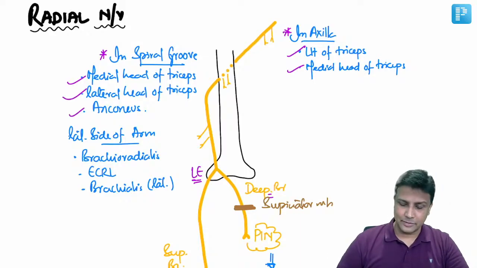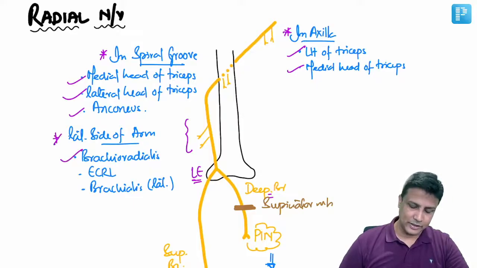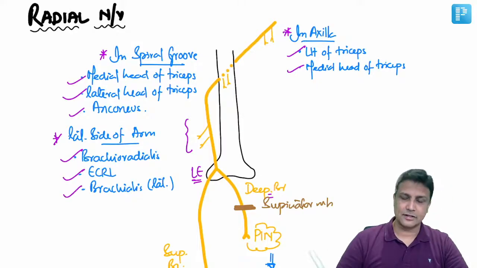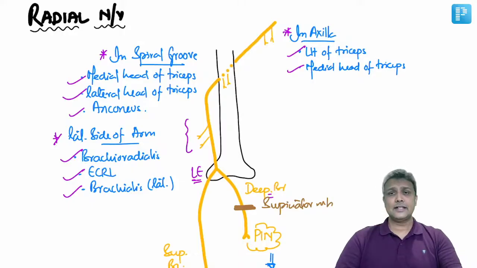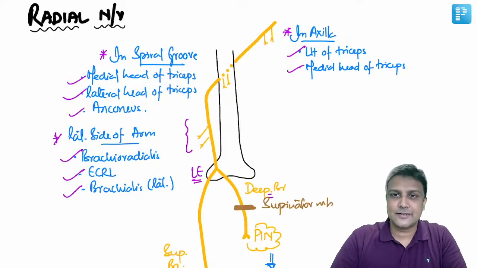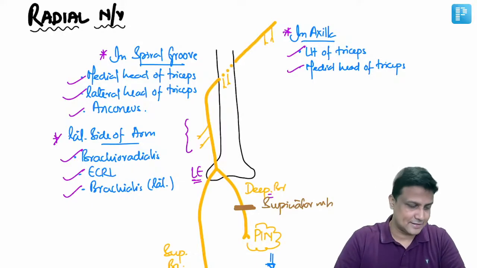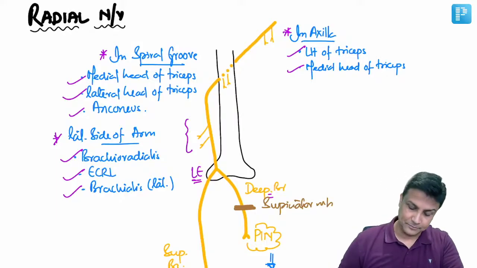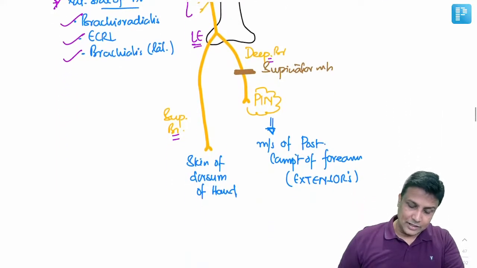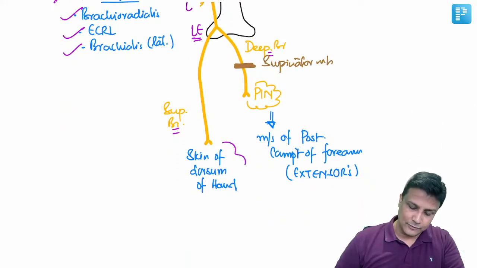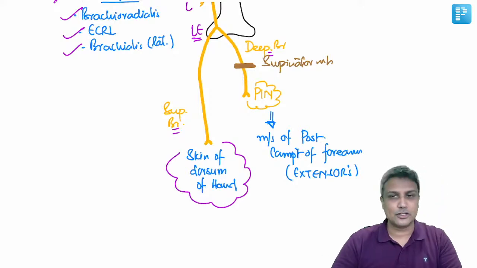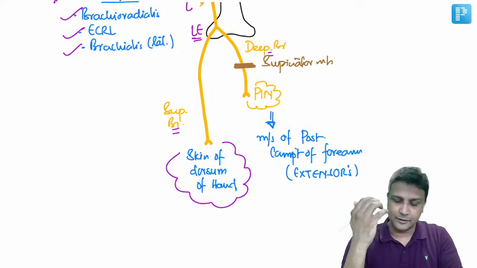Then the next landmark will be the lateral side of the arm. And at the lateral side of the arm, it will be supplying to brachioradialis, ECRL as well as the brachialis muscle. ECRL actually stands for extensor carpi radialis longus. After that, welcome to superficial branch. Of course, it is the one which will be supplying to the skin of dorsum of the hand here.